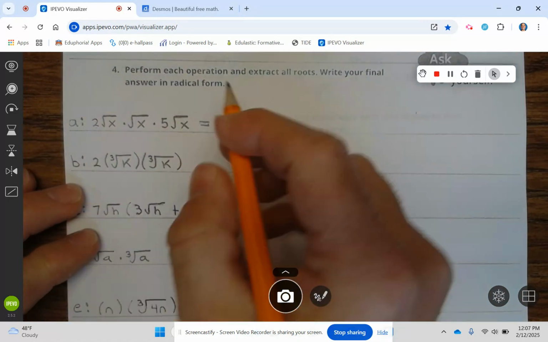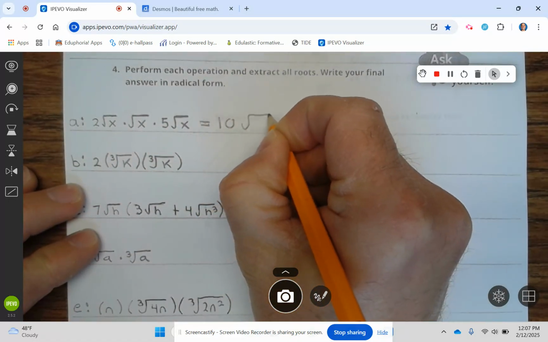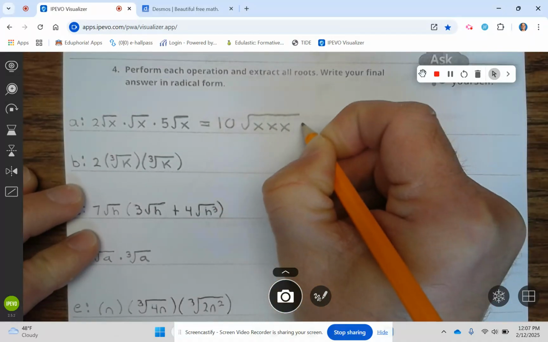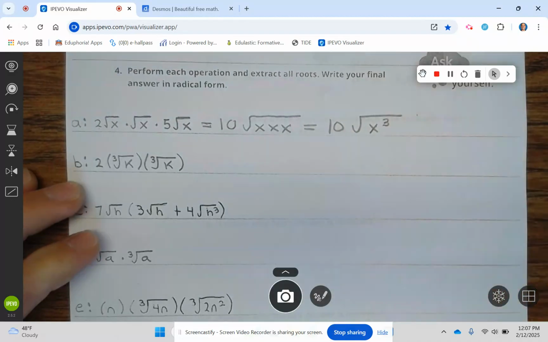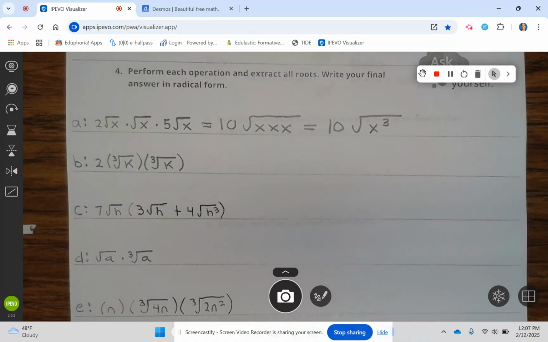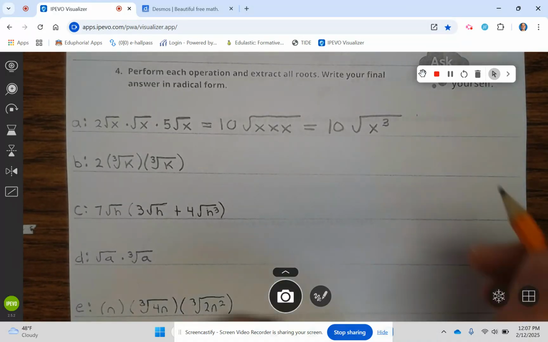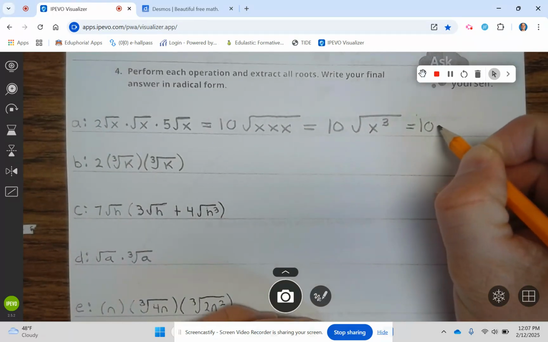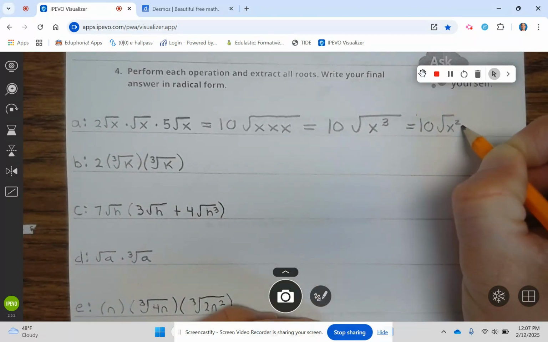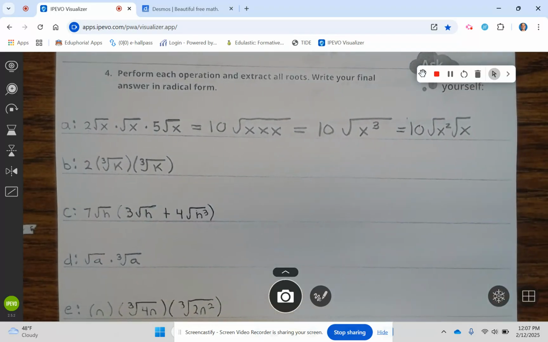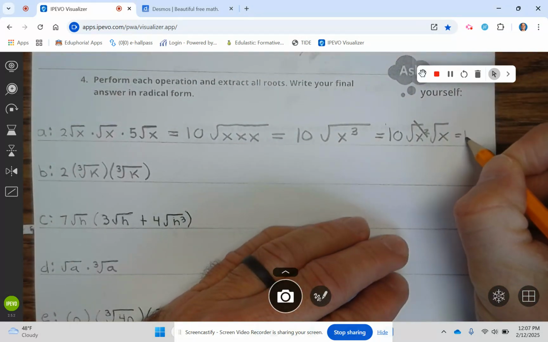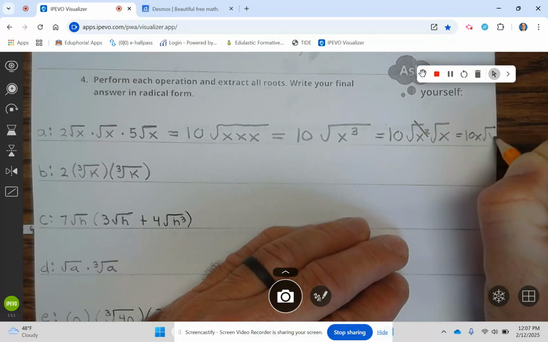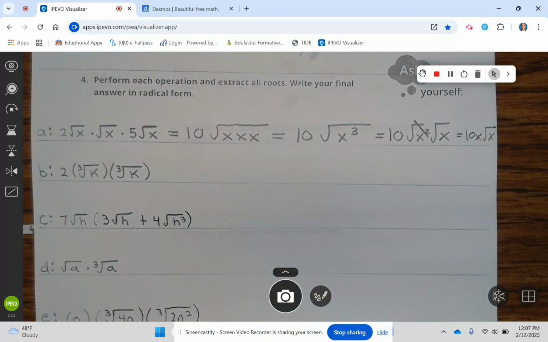Okay, well 2 times 5 is 10, and then this becomes the square root of x times x times x, which equals 10 times the square root of x cubed. Which equals 10 times the square root of x squared, square root of x. The square root cancels the squared, so you're left with 10x square root of x. Alright, let's take a look at b.